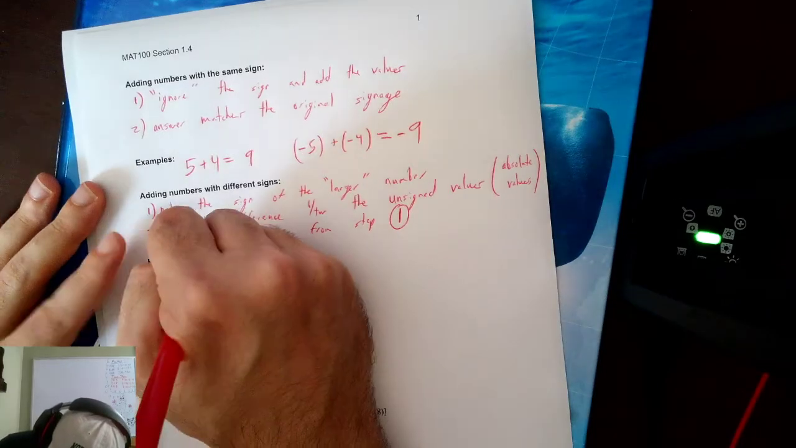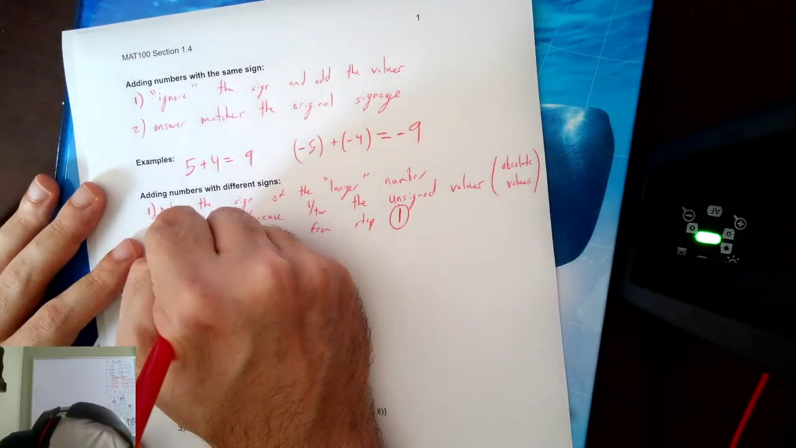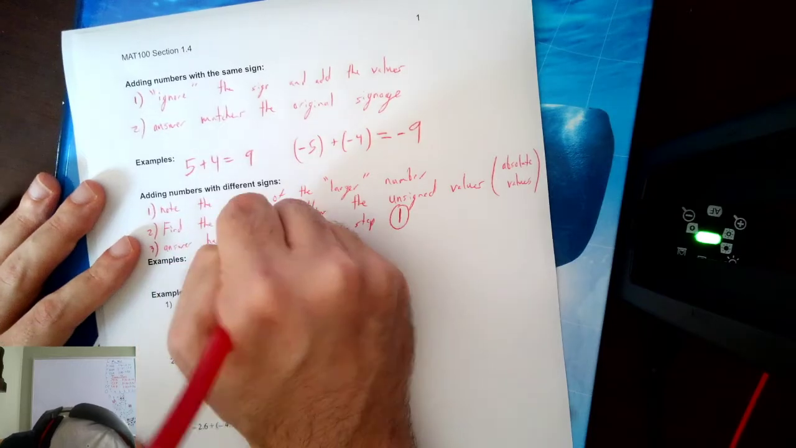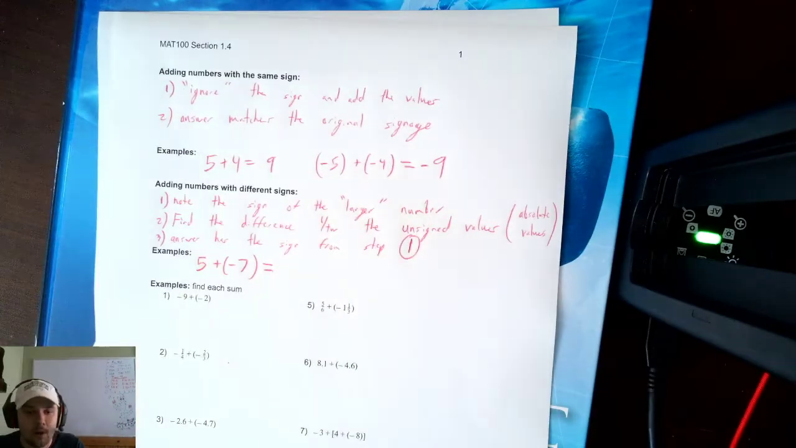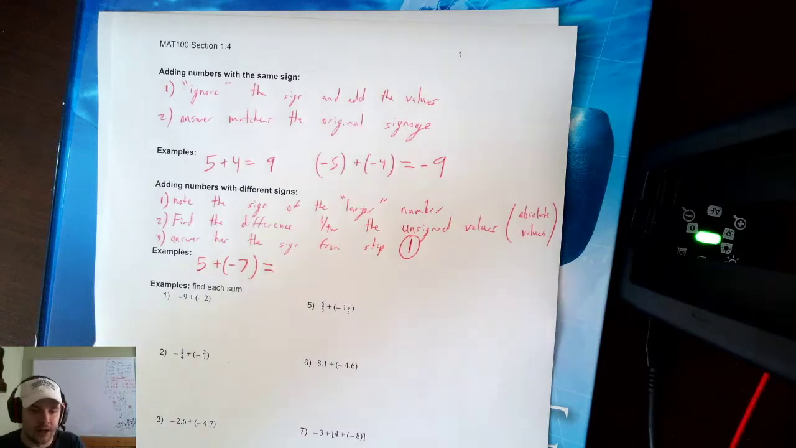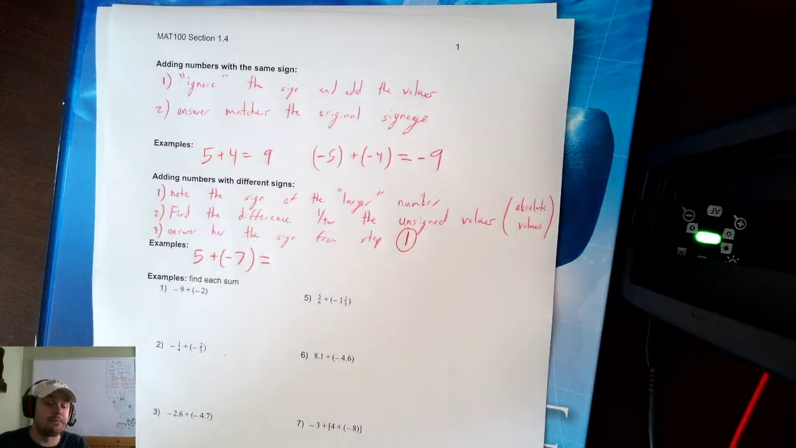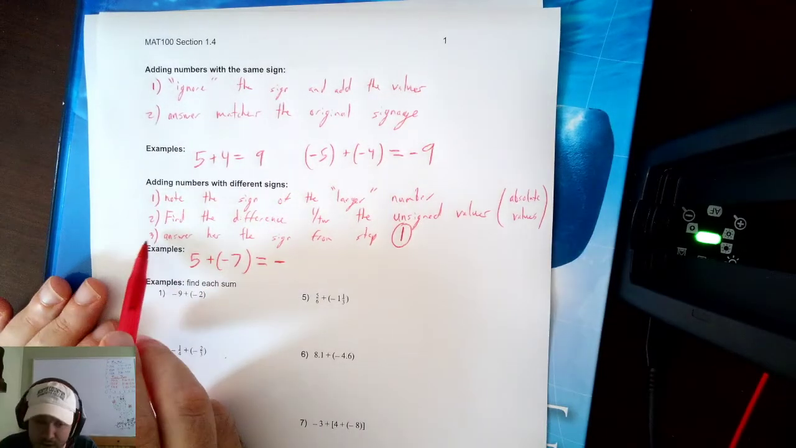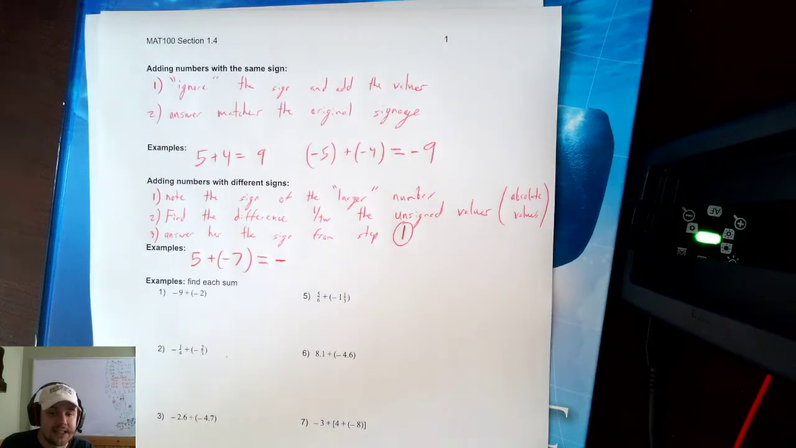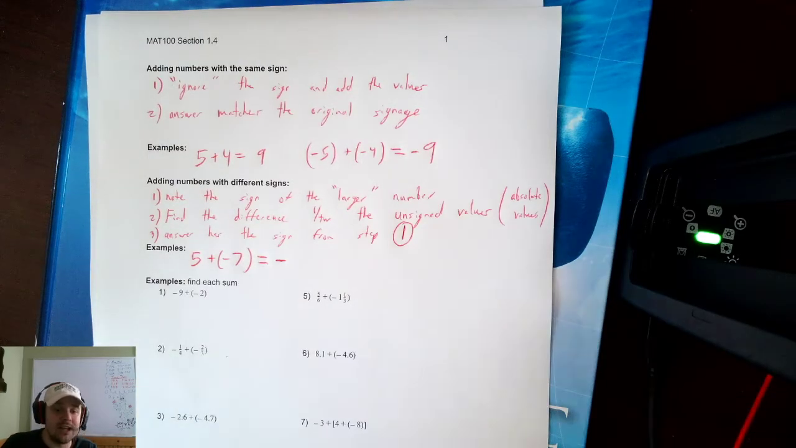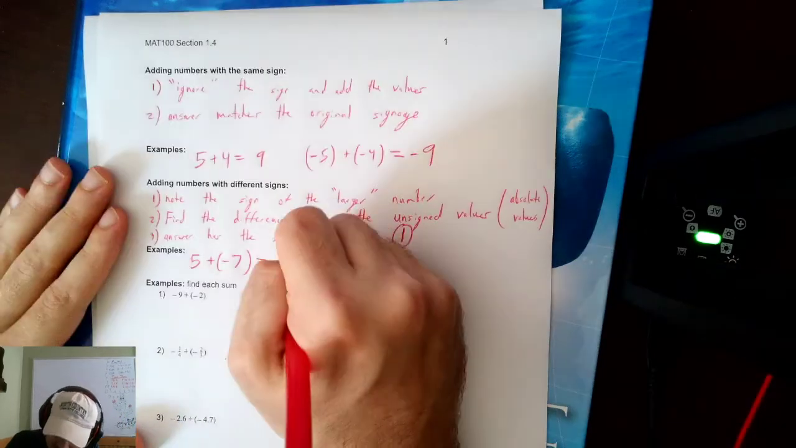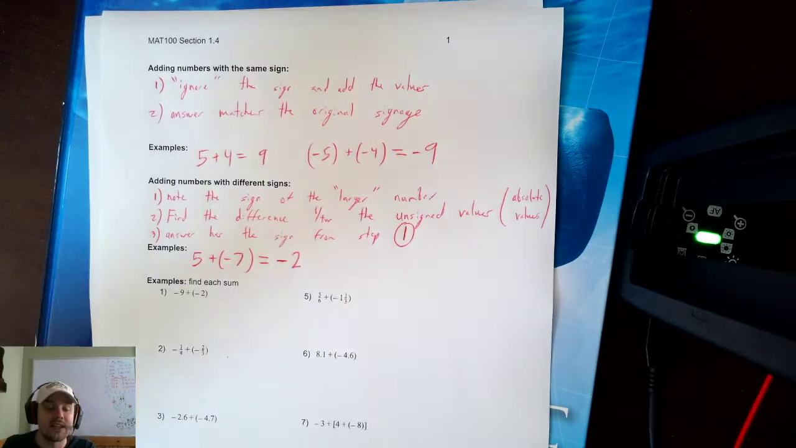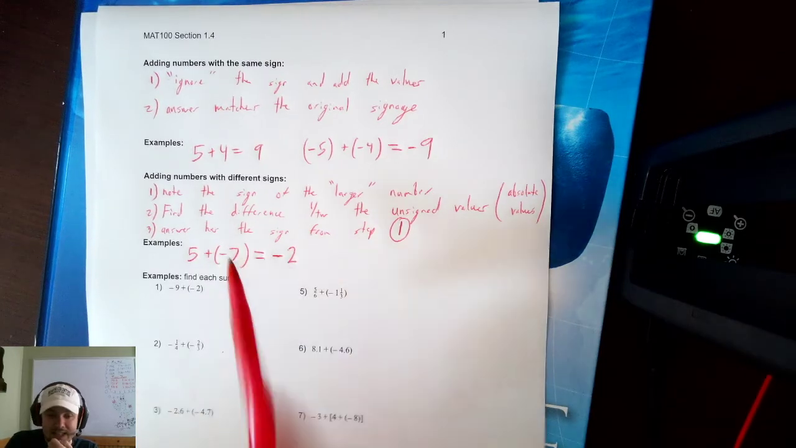So an example, let's say I have 5 plus negative 7. Well, which number is, in quotation marks, larger? Is the negative 7. 7 is bigger than 5. So I know my answer is going to be negative. That's what steps 1 and 3 tell us. Step 2 says I need to know what the difference between the unsigned values is. Well, what is the difference between 5 and 7? There's a difference of 2 between 5 and 7. And it's negative because the 7 tells me that.